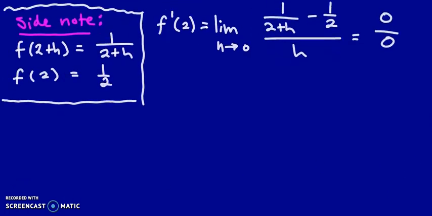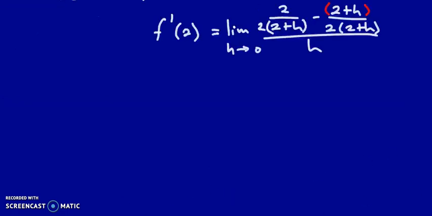So think of what kind of simplifying, or how can you do some simplifying to solve this problem. And if you simply get common denominators, so with the 1 over 2 plus h, you get common denominators. That'll help simplify this. So now we have something that looks like this.